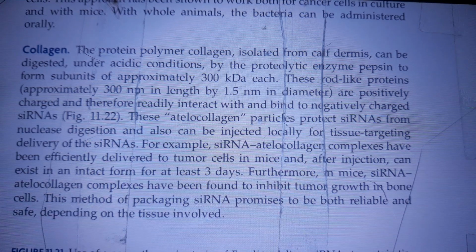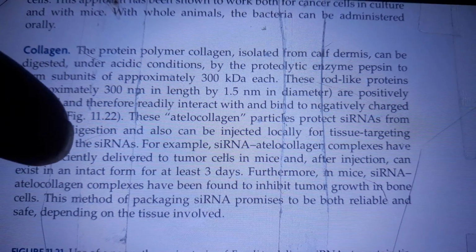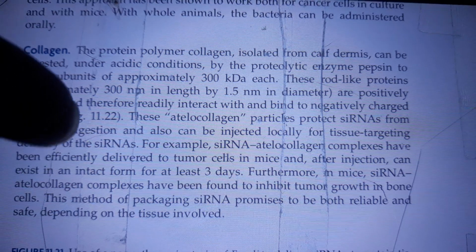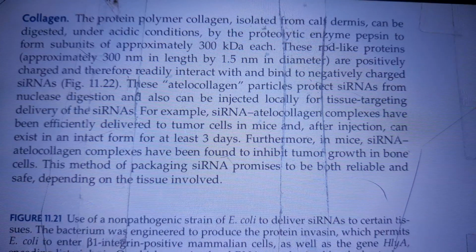Now on to collagen. The protein polymer collagen, isolated from calf dermis, can be digested under acidic conditions by the proteolytic enzyme pepsin to form subunits of approximately 300 kilodaltons each. These rod-like proteins, approximately 300 nm in length by 1.5 nanometers in diameter, are positively charged and therefore readily interact with and bind to the negatively charged siRNAs.